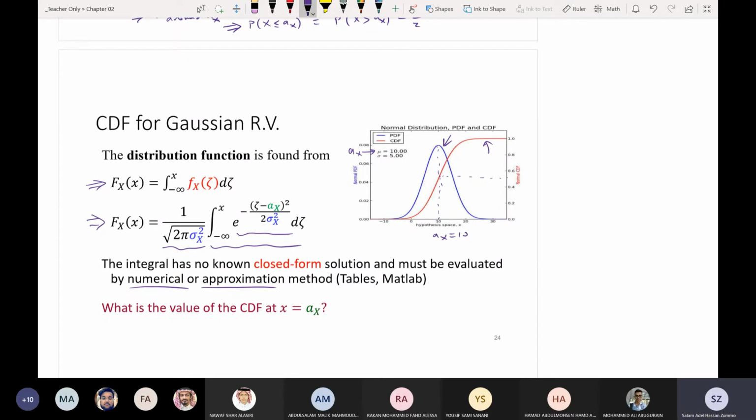زي ما قلنا, what is the value of the CDF at AX? ارسلوا لي بالprivate chat شباب. Reply to this question on the private chat. What is the value of the CDF? شوف مين معايا ومين سرحان. At x equal AX. What is the value of the CDF? شباب.